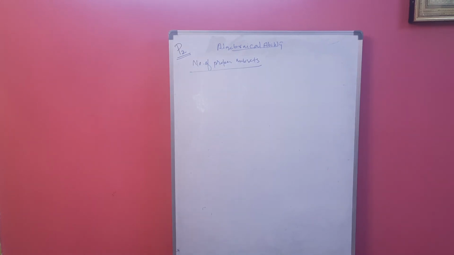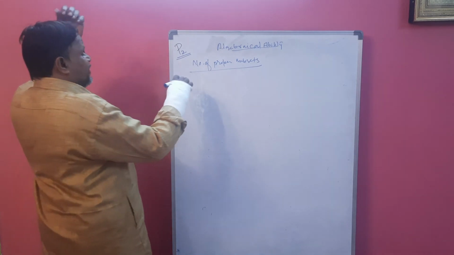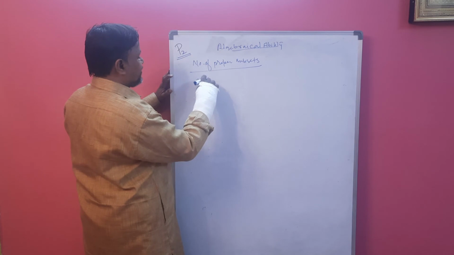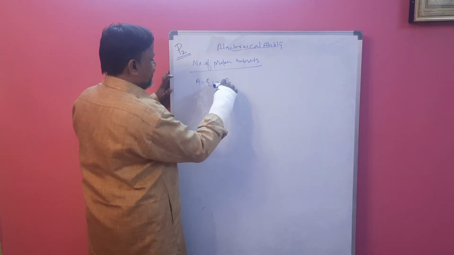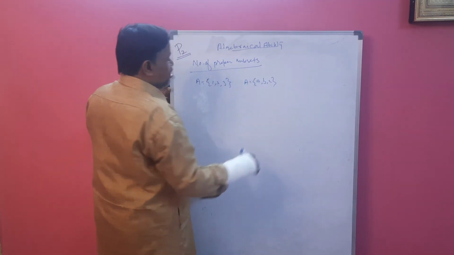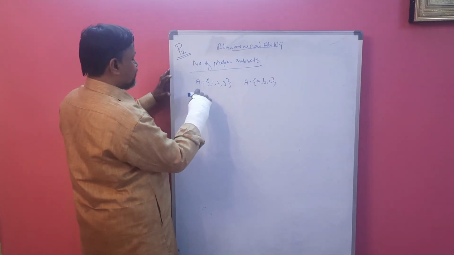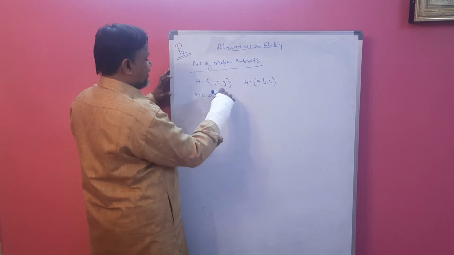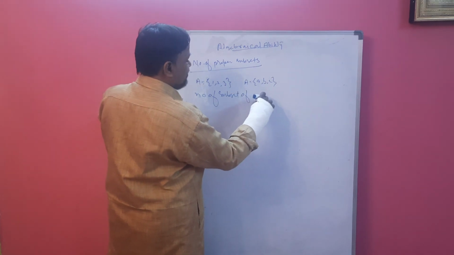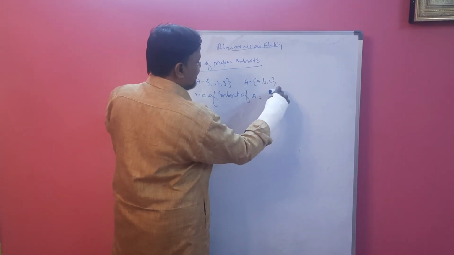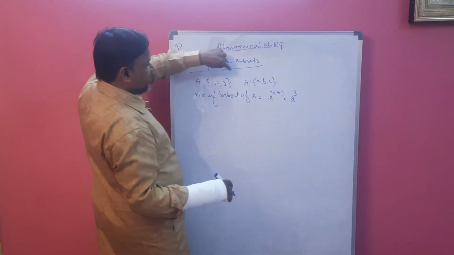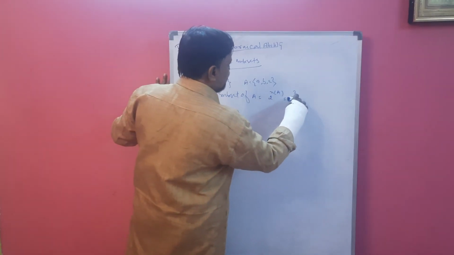Now the number of proper subsets. Suppose A is 1, 2, 3 or A, B, C. We have done ABC also. So the number of subsets of A is 2 to the power of n of A, that means 2 to the power of 3. Why? Because n of A is 3 here also. So this is nothing but 8.